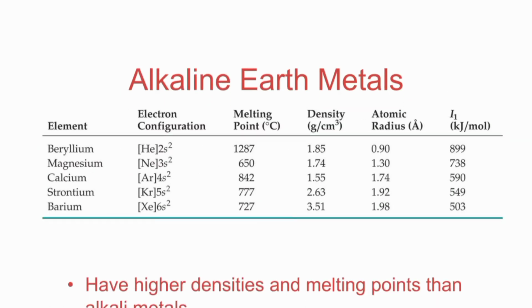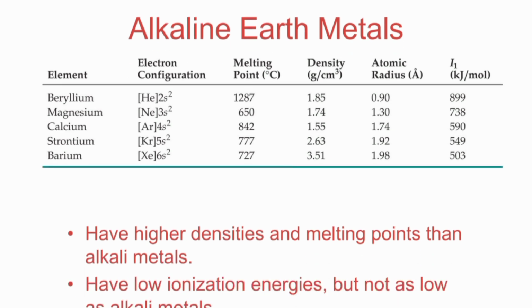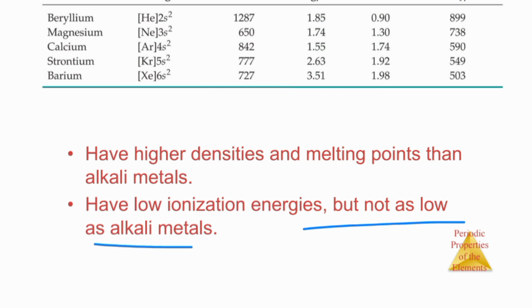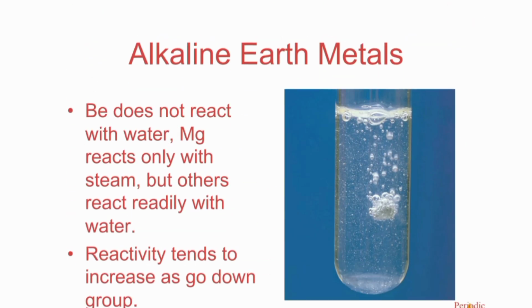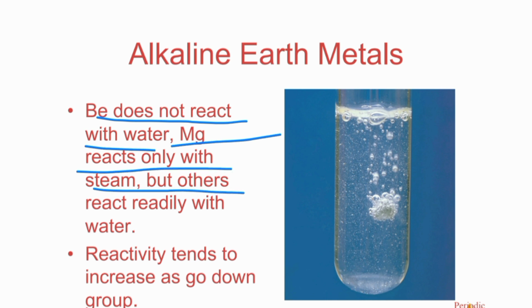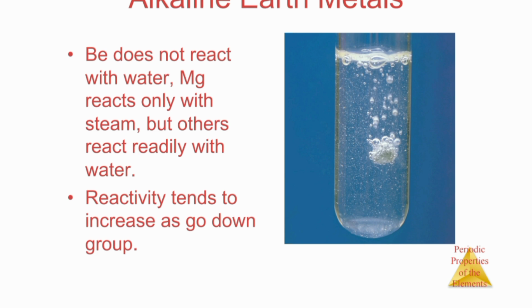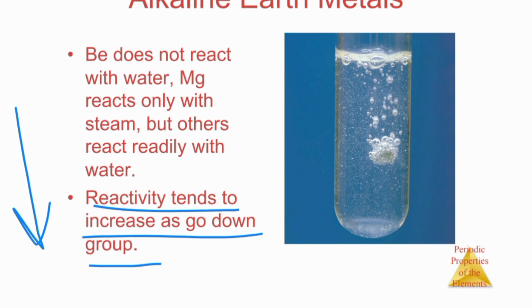Alkaline earth metals have higher densities and melting points than alkali metals, and have low ionization energies, but not as low as alkali metals. Beryllium does not react with water, magnesium reacts only with steam, but the others react readily with water. Reactivity increases as we move down the group.